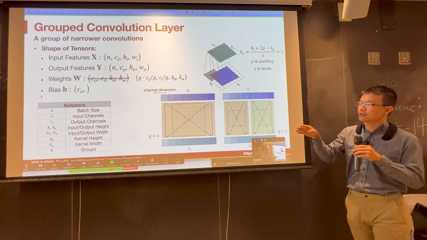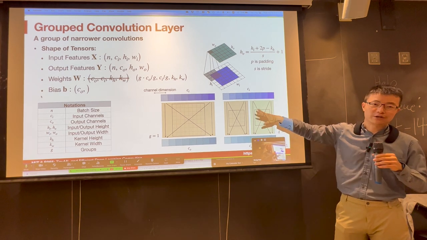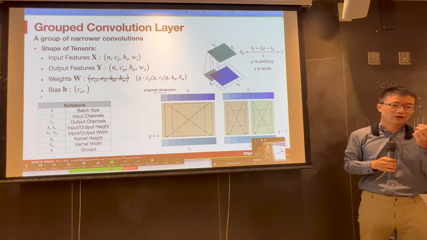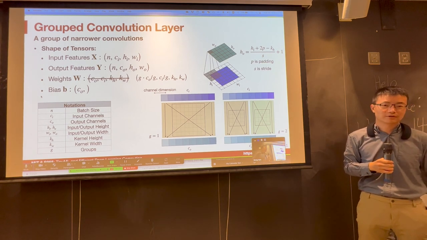You can imagine you can have more such layers, but each layer may have less computation to compensate, or you can have more channels. So we will definitely talk about the trade-off.